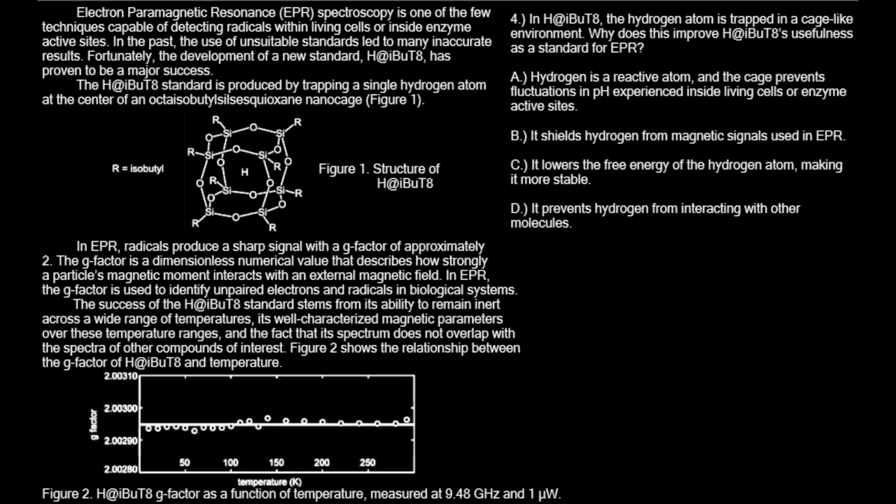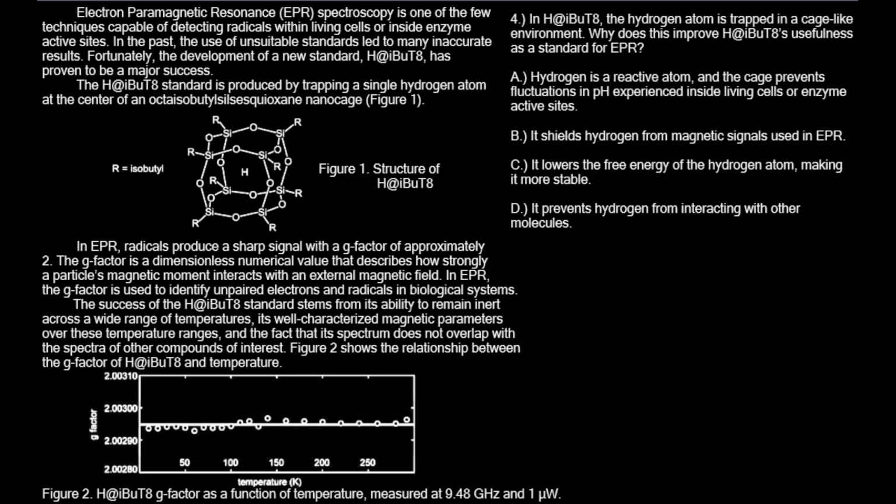Here is question number 4. In H@iBut8, the hydrogen atom is trapped in a cage-like environment. Why does this improve H@iBut8's usefulness as a standard for EPR? Answer choice A says hydrogen is a reactive atom, and the cage prevents fluctuations in pH experienced inside living cells or enzyme active sites.